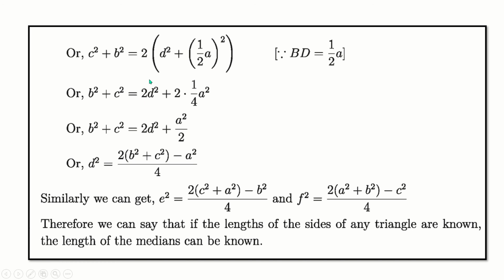Now calculate, we get 2d square plus 2 into 1 by 4 a square, or b square plus c square equals 2d square plus a square by 2, or d square equals 2 into b square plus c square minus a square by 4. Similarly, we can write e square equal to this and f square is equal to this. Here this is a median and a, b, c are sides. So this is a relation between median and side. Clear?